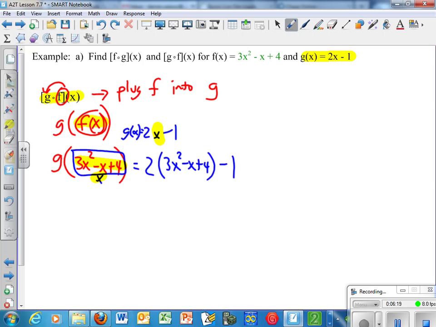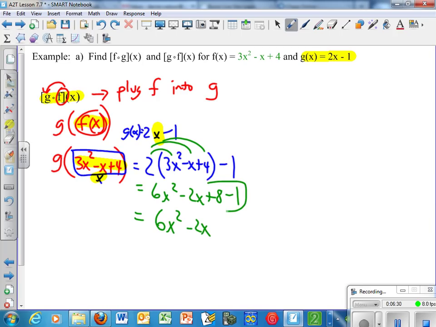Now, how do I simplify this? I distribute, so it's 6x squared minus 2x plus 8 minus 1. Combine like terms, so I can just combine my constants here, which is plus 7. So it's 6x squared minus 2x plus 7. So you really have to be organized and work right to left, plug it in. It's substitution basically, except you're plugging the same variable in for the other one. Okay, and then simplifying the expression.